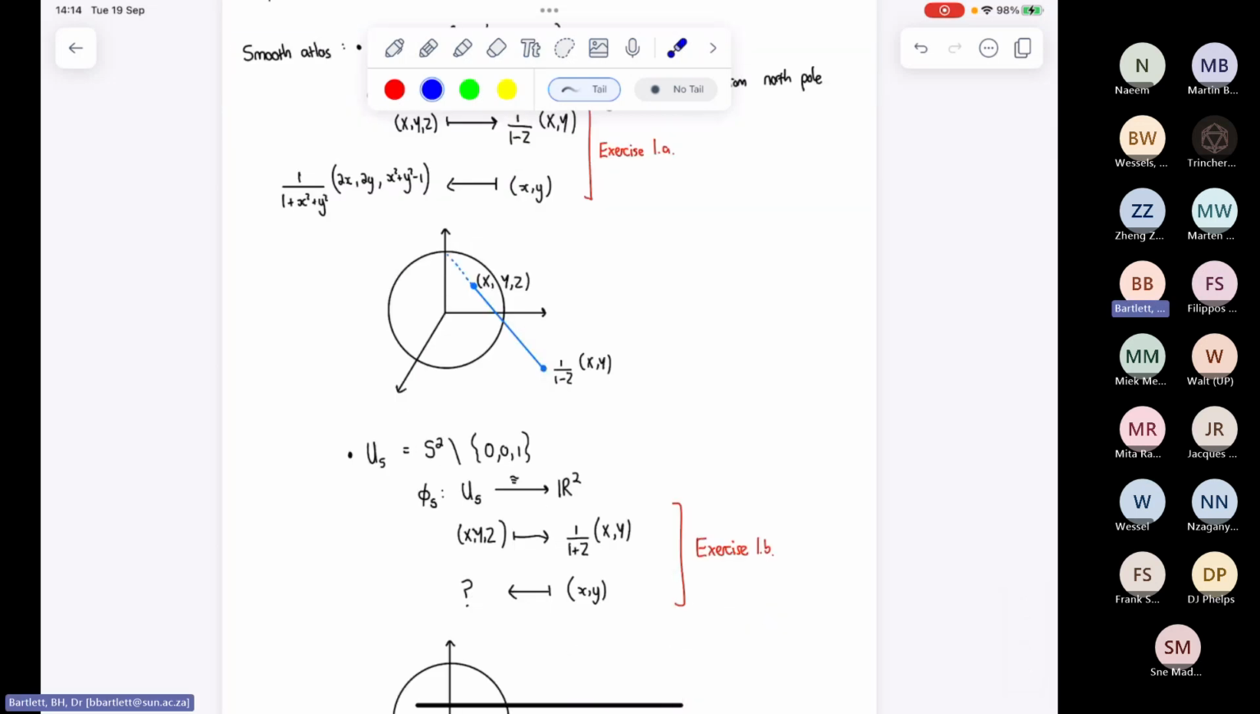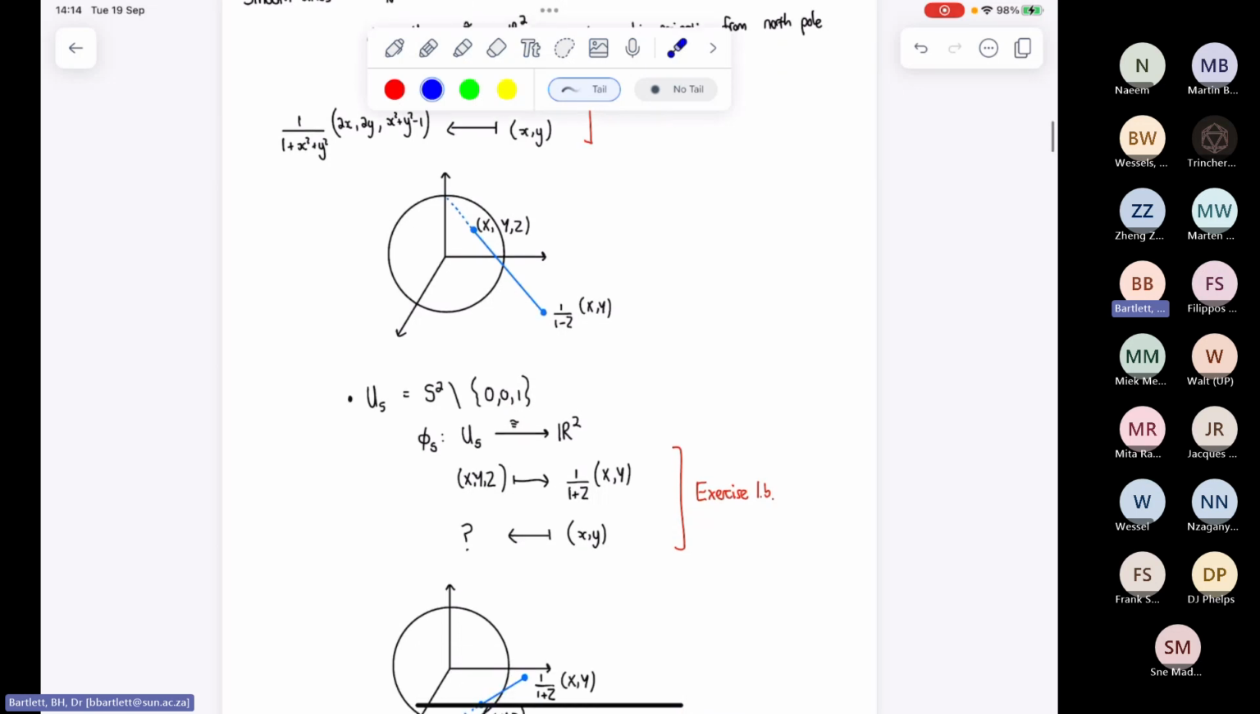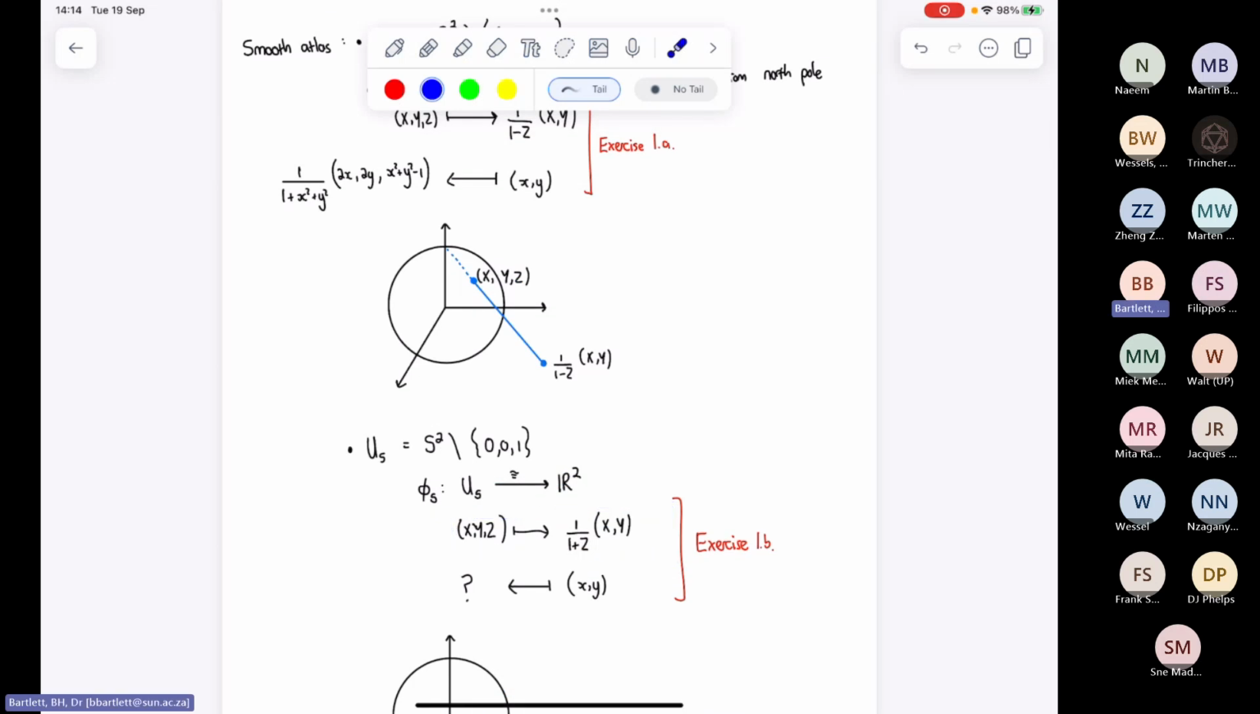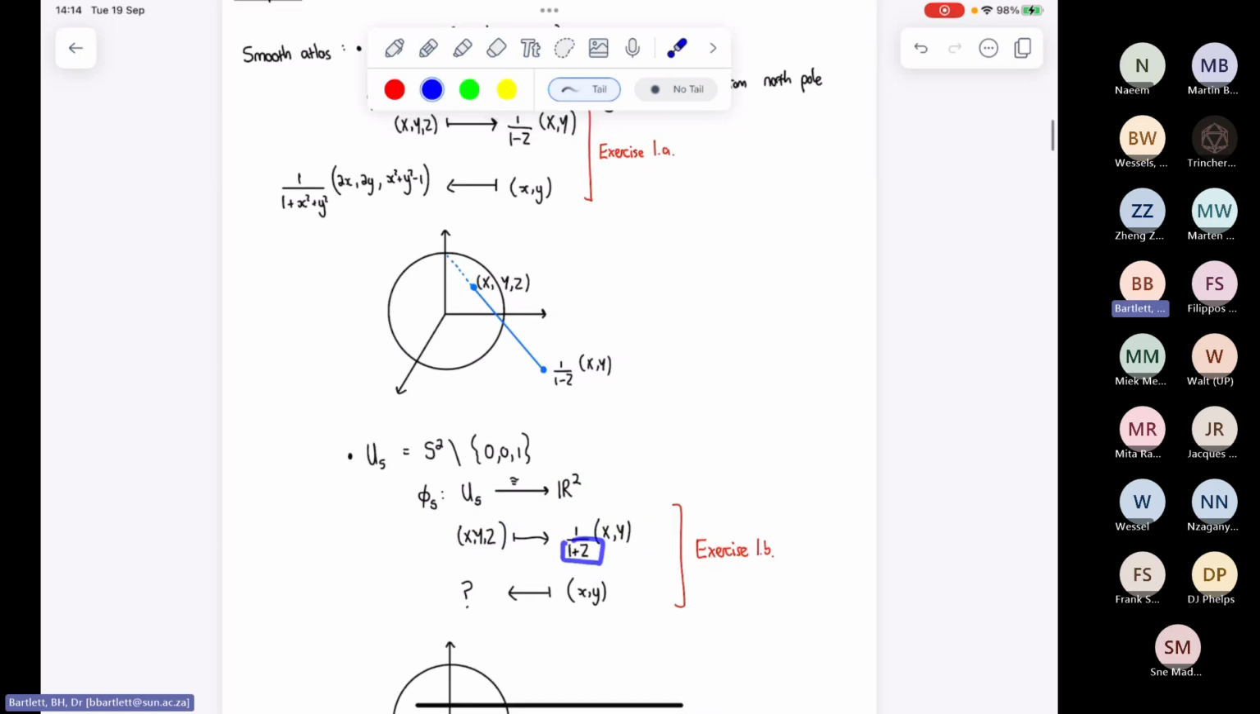And similarly, for the South Pole, I can do stereographic projection from the South Pole. I'll get a slightly different formula: instead of 1 minus z, I've got 1 plus z. And here's a good exercise: what's the formula for the inverse map here? Go and work that out.